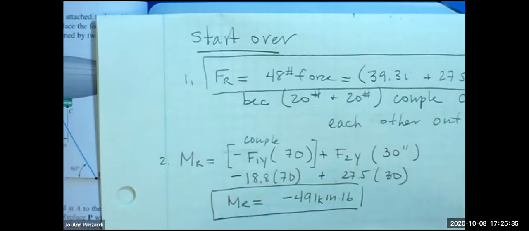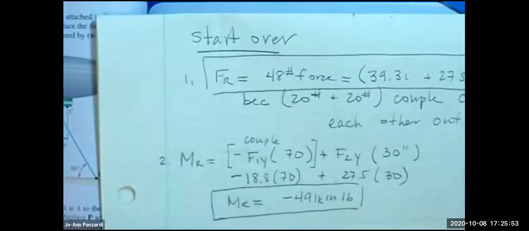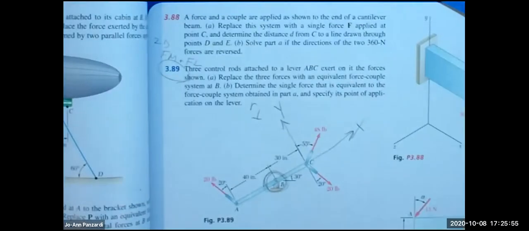Dave, were you going to say something? I guess I also had a small error. I think what I missed was I used 20 for the couple moment, but you needed to find the vertical component of the couple. Is that right? Yes. Yes. Take a look at this.